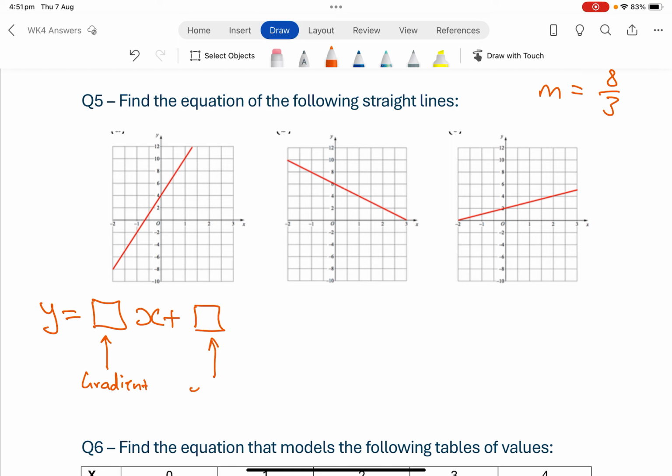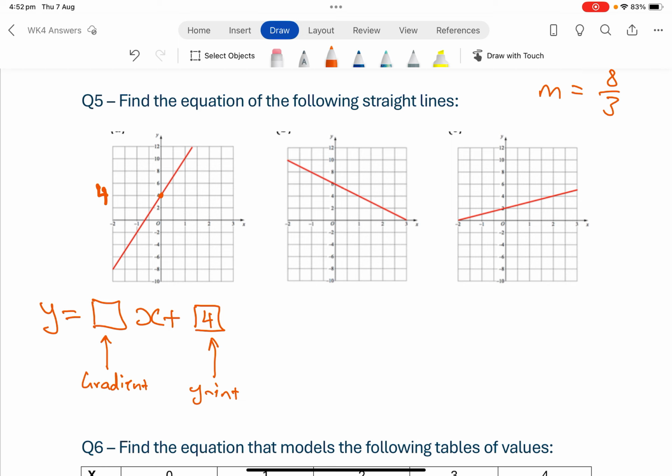And this bit here, my y-intercept. So in this case here, I can see straight away that my line cuts the y-axis right there. That point there is, if you can't see, is the number 4. So I'm going to put a 4 in here. So it cuts the y-axis at 4, or it intercepts the y-axis at 4.